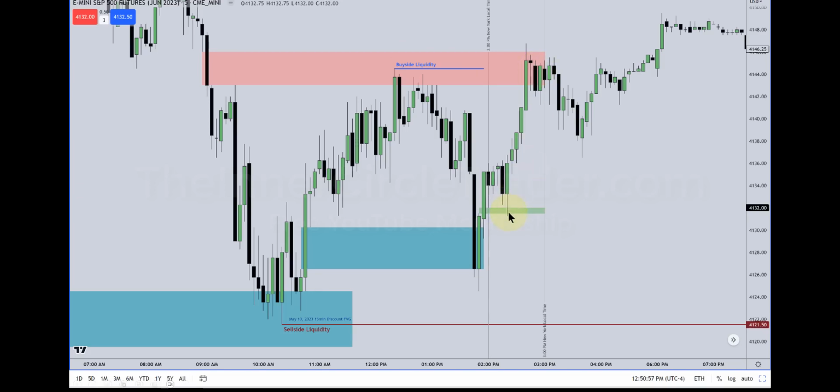So this entry here is a high probability condition that lends well to a run into inefficiency in the premium and to take buy side out as well. So that is a very handsome run there and trading between 2 o'clock and 3 o'clock.